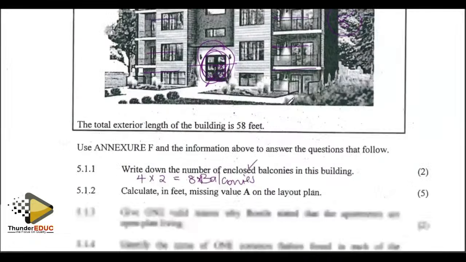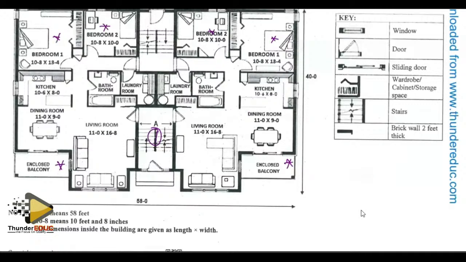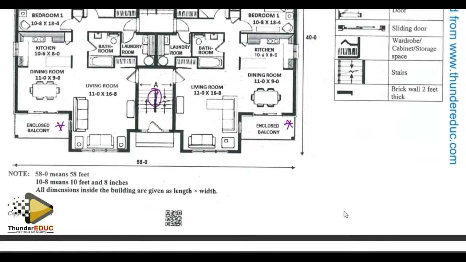Okay, calculate in full the missing value of A, 5 marks. Now, this one, we shall take it this way. You see, they said all dimensions inside the building are minus length.